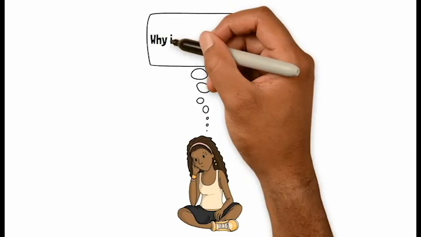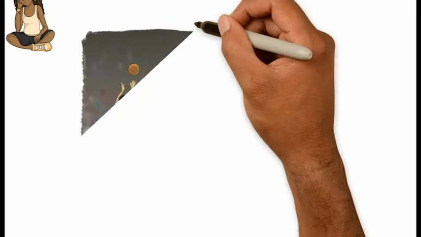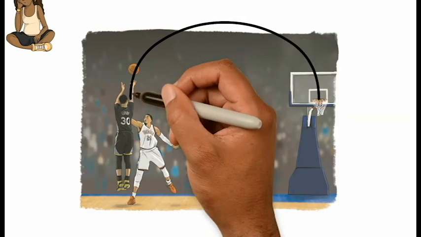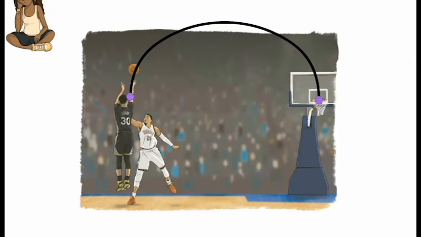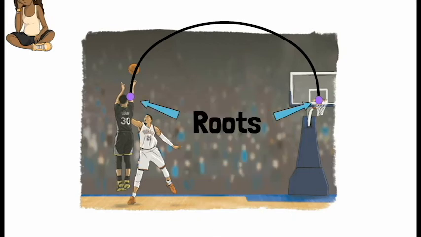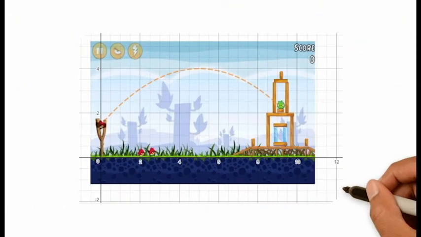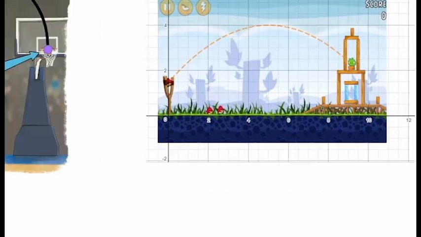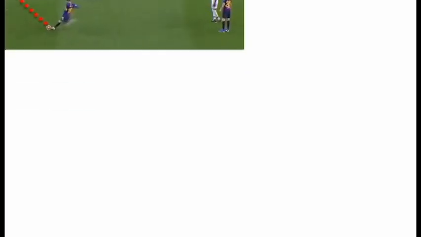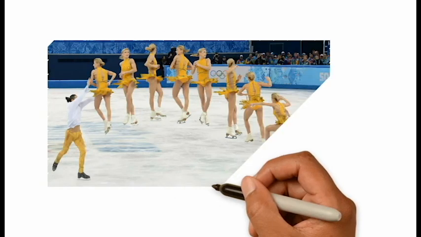So why is this important? Anytime you throw something, you create a parabola. There's a starting point and an ending point. Those are your roots. If you know your roots, you know exactly how high and how far to shoot a basketball. You also see these roots in video games, in soccer, and in all forms of dancing.